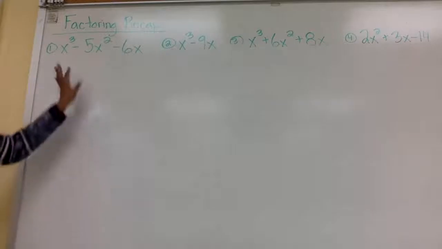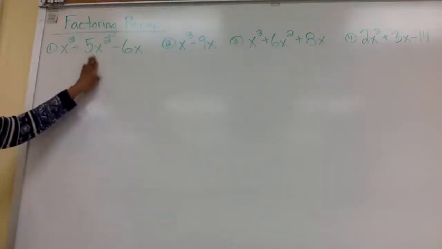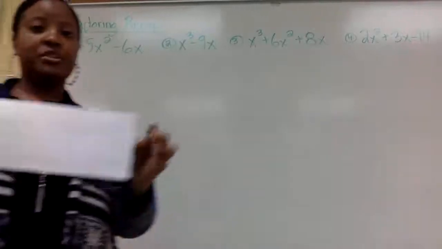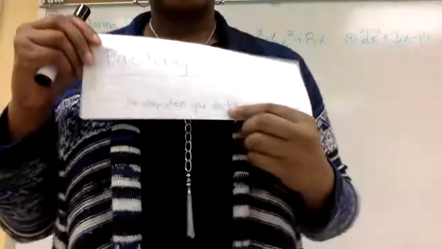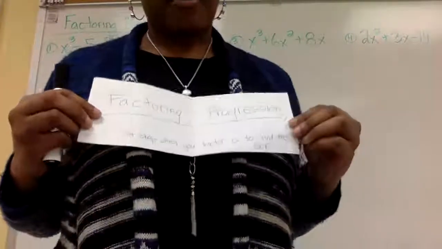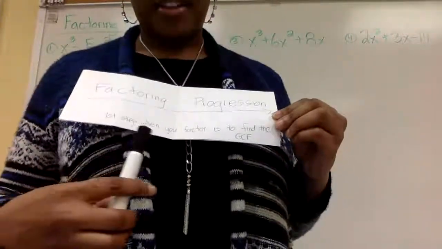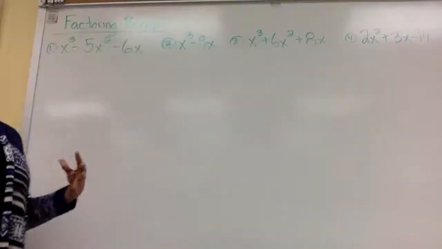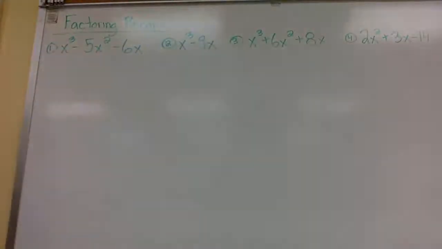So the first one, x to the third minus 5x squared minus 6x. Your first step when you do any kind of factoring is to find the greatest common factor. So that's down here at the bottom. Whether it's a big problem or a little problem, your first step is to figure out, do those terms have something in common? If they don't, skip that step. But if they do, you need to pull out the greatest common factor.